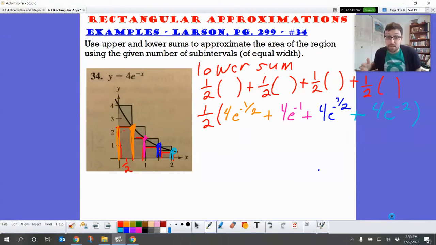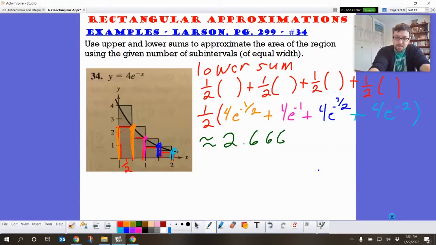So if we calculate all that together, we should be able to figure out what the area is of all of those lower rectangles. And that's a matter of just typing that into your calculator. Those are all e's to the negative, like it's 4 divided by e, but that's not nice. And 4e to the negative 1/2, that's not nice. I don't think that's worth our time in this video. So I will just tell you, after typing all that into the calculator, I got 2.666.